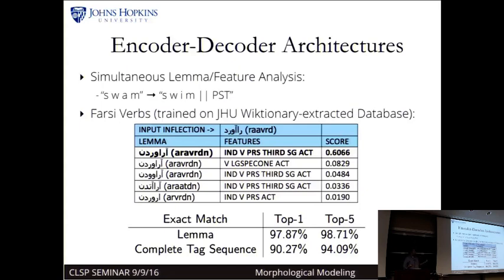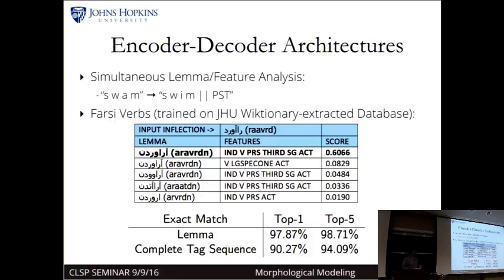I trained one of these on Farsi verbs using our Wiktionary database. Here's an example of the kind of output you get. You can get multiple outputs from the network by doing beam search of the decoder. For a particular input inflection, we get sentences consisting of lemma and features. It could, in principle, garble things, because this is a really simple approach. There's nothing stopping it from putting M's after the PST or whatever. But in practice, it often doesn't, and it's easy to filter out bad translations like that.